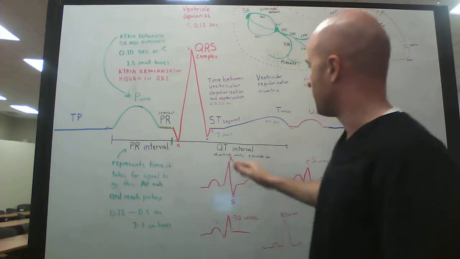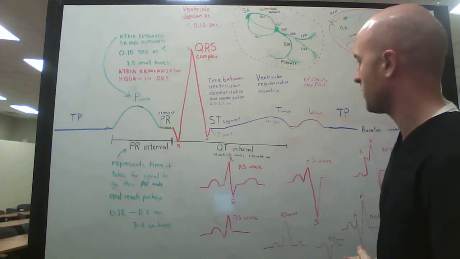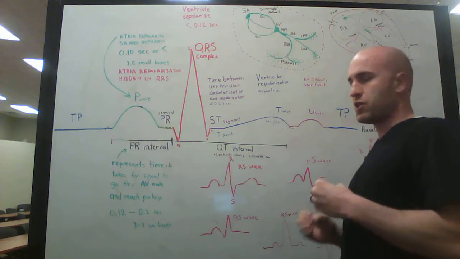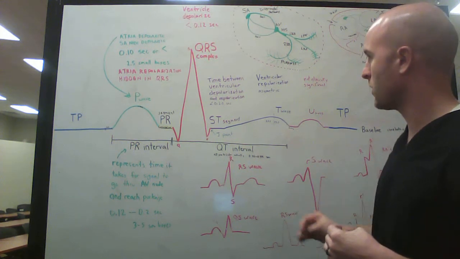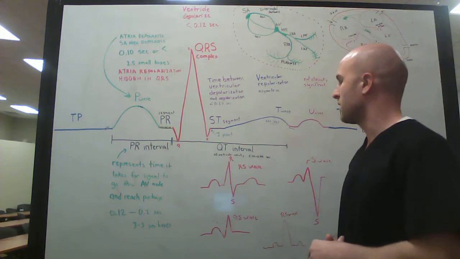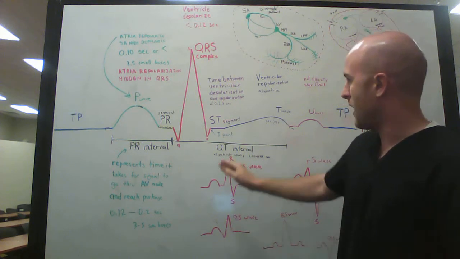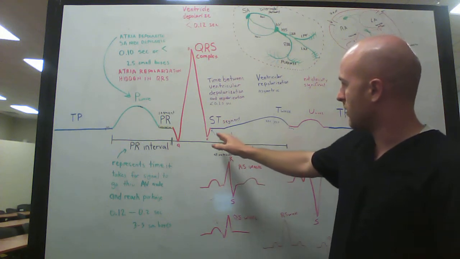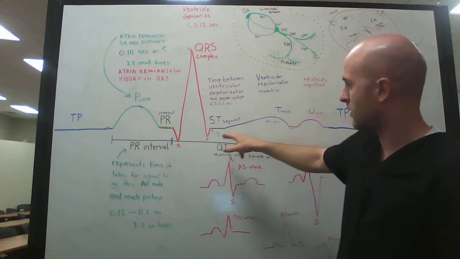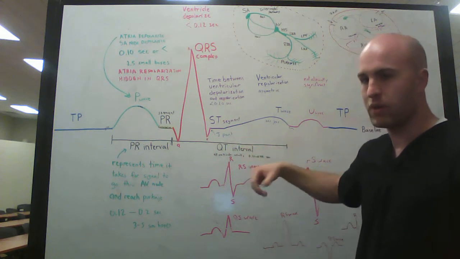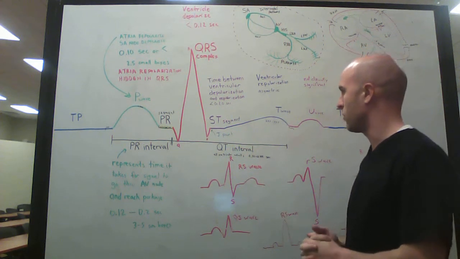Now we're going to move on to the J point. The J point represents the junction point. It's the junction going from the QRS complex into the ST segment. The J point is going to be on baseline. Sometimes it can be 1 millimeter above or below, and it's still considered the J point.